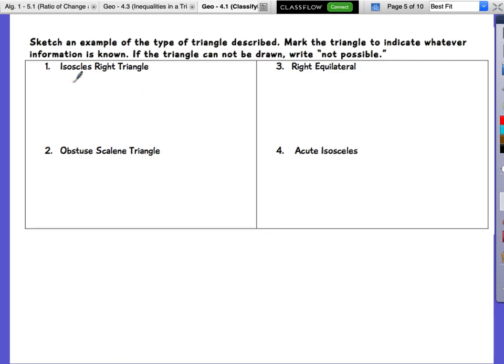I want you to draw these. So on this one, I want you to draw an isosceles right triangle and label what you know. Or if it's not possible to have an isosceles right triangle, say not possible. Okay. That one is possible. And we can't have options. I put this one not possible.